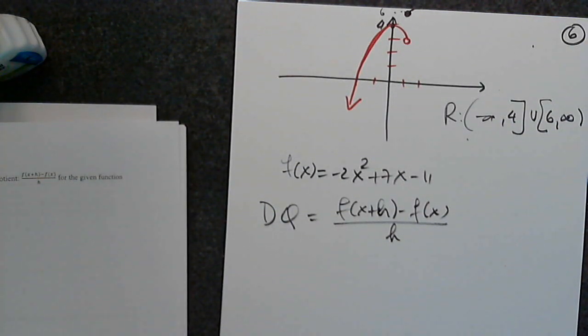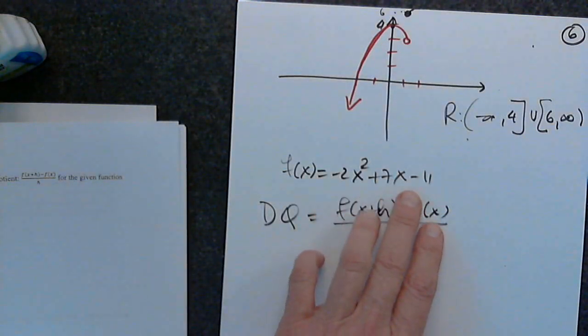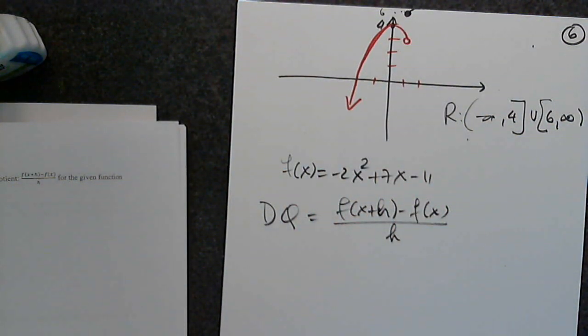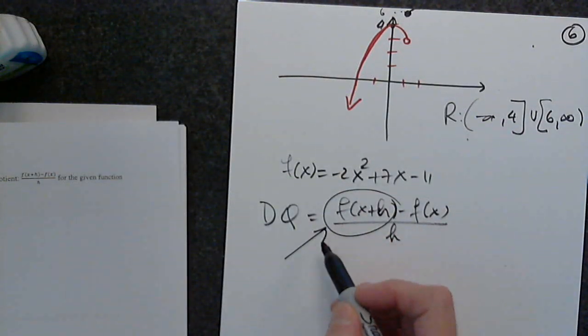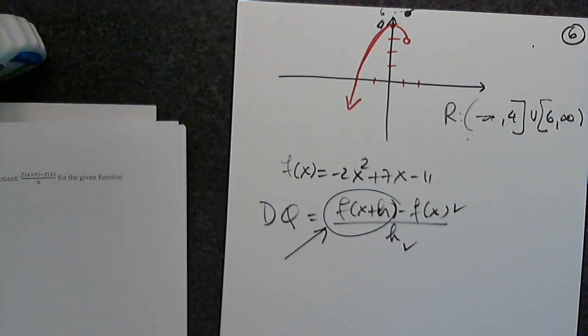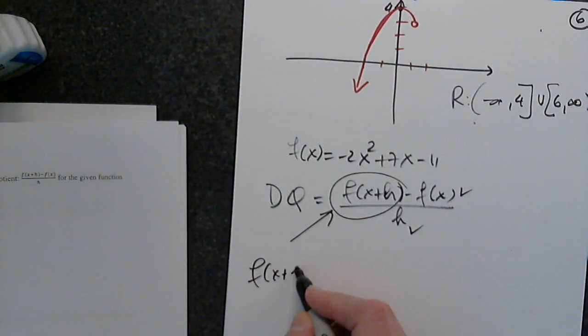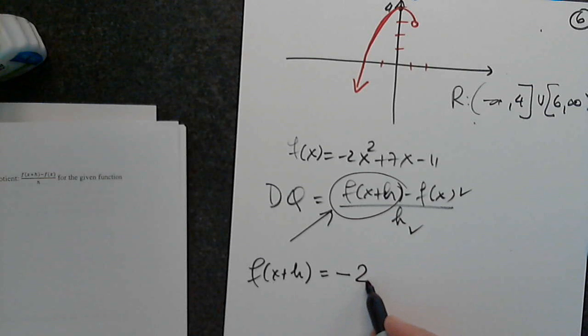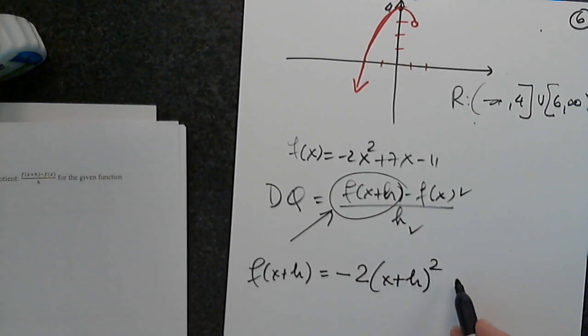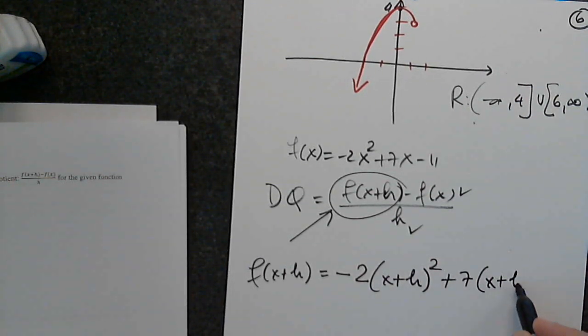Okay, so what piece do I have to work on before I put everything together? F of x, I can't do anything to it, I will just copy it. This is the only piece I need to work on, the one I don't have. So for f of x plus h, what do I have to write, at least preliminarily? You replace all values of x with x plus h. Very good. Negative 2 times (x plus h) squared plus 7 times (x plus h) minus 11.